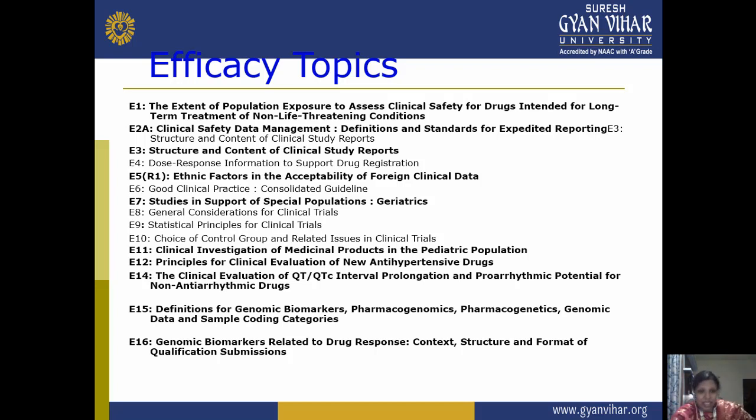E5 R1 shows the ethnic factors in the acceptability of foreign clinical data. E6 shows the good clinical practices, consolidated guidelines. E7 shows the studies in support of special populations like geriatrics. In E8, general considerations for clinical trials are there. In E9, statistical principles for clinical trials are there. In E10, choice of control group and related issues in clinical trials are there.